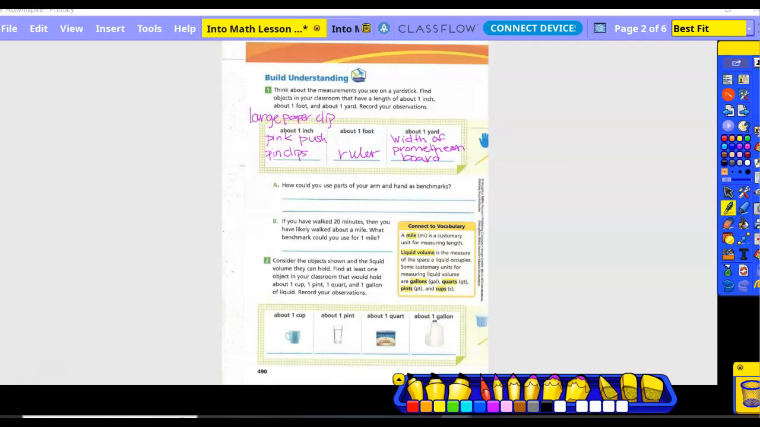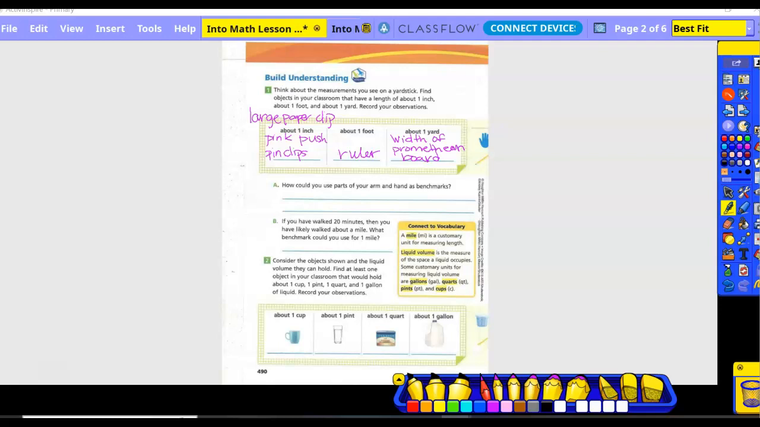How many times does the quart go into the gallon? Four times. How many times does the pint go into the quart? Two times. And how many times can a cup go into a pint? Twice. Okay? And like I said, this is also where we can draw our gallon too, right? And help us kind of nestle those inside or know how many units can go into another.